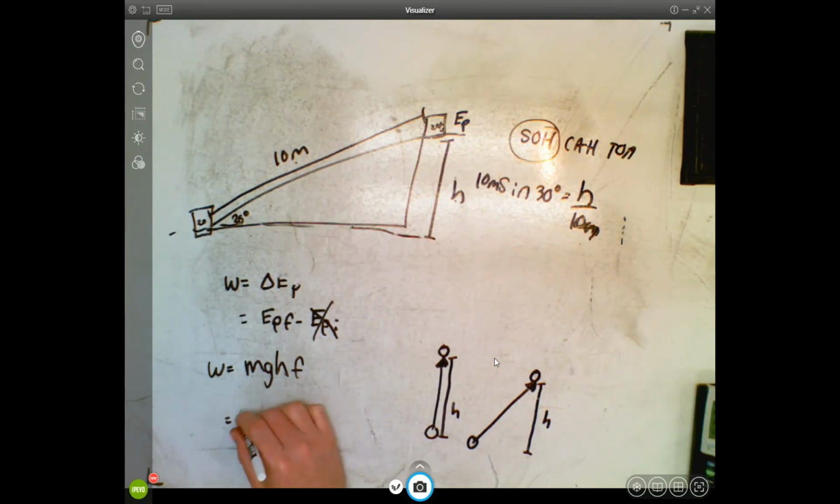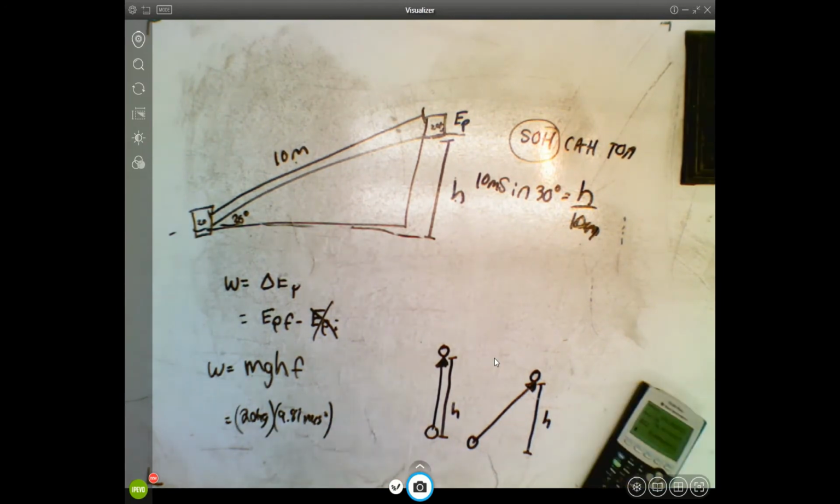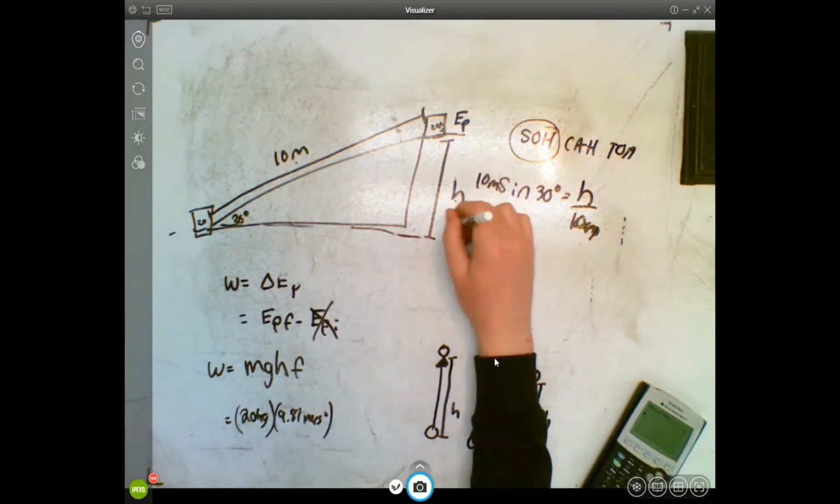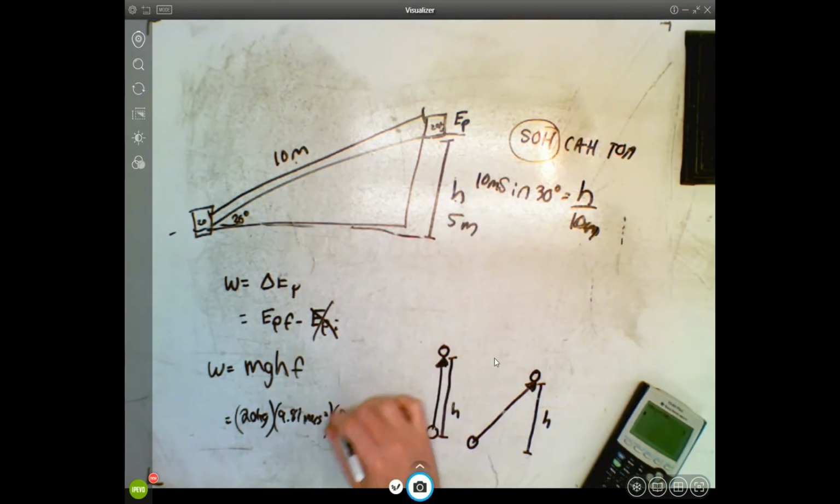So my object is 20 kilograms. My g is 9.81 meters per second squared. And then my height is, well, let me find it. 10 sine 30 is 5 meters. So my height is actually 5 meters that I'm lifting it off the ground. So 20 times 5 is 100 times 9.81 equals 981 joules. So that's how much work of potential energy is being put into that object.